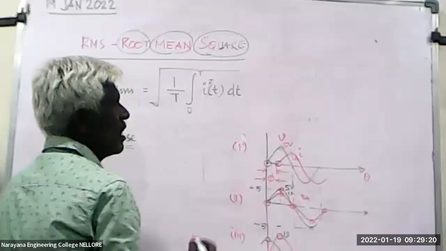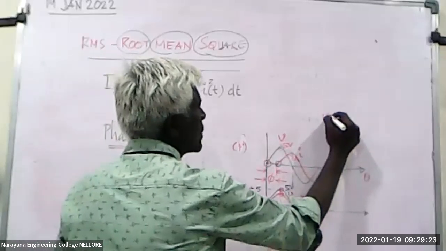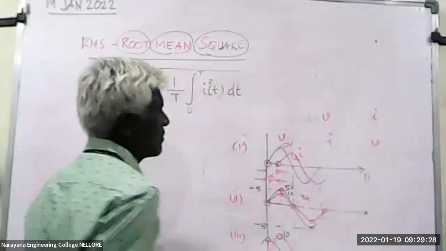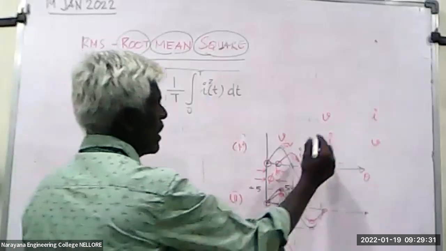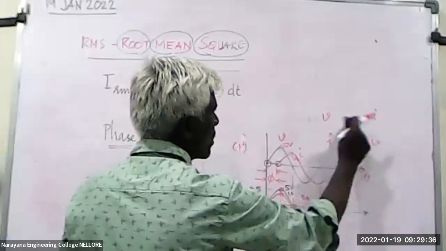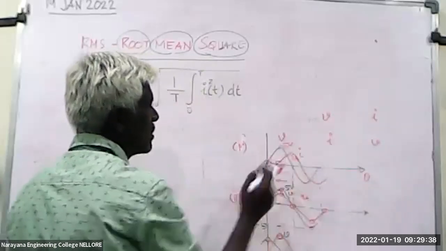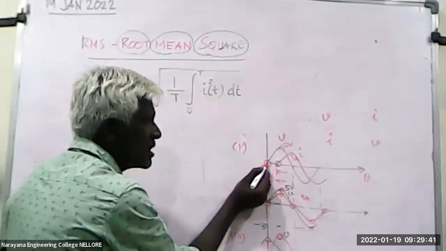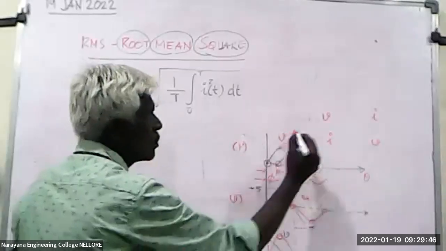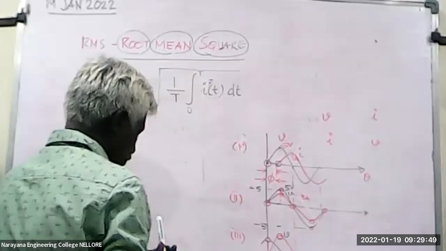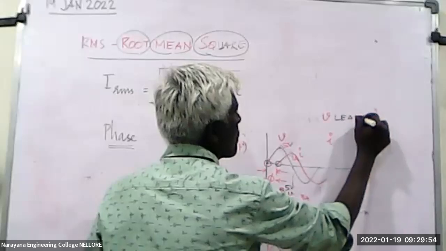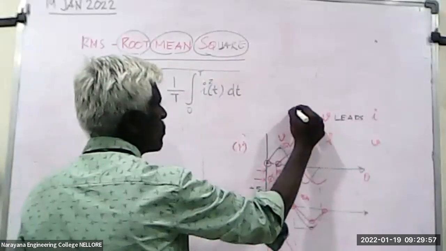Can anyone tell? I will write here V and I, and V like this. So I want to write whether it is leading or lagging here. Voltage leads or lags. Can anyone tell here? You see here voltage is reaching 0 before my current. Voltage is reaching maximum before my current. So voltage leads here, in the first graph.